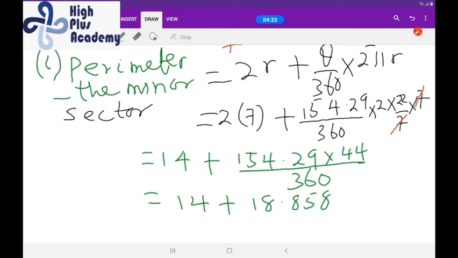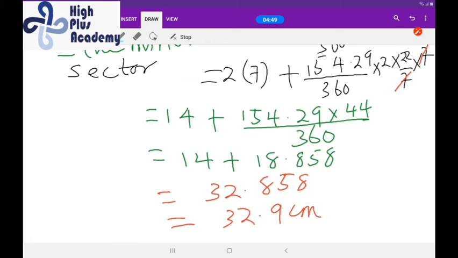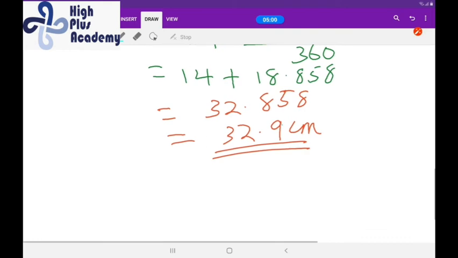18.858. Use your calculator to do that, and that becomes 32.858, right? And the final answer becomes 32.9 centimeters. Anytime you are not asked to approximate to any significant figures or decimal places, you can always leave it in 3 significant figures. So that is it for question 1.